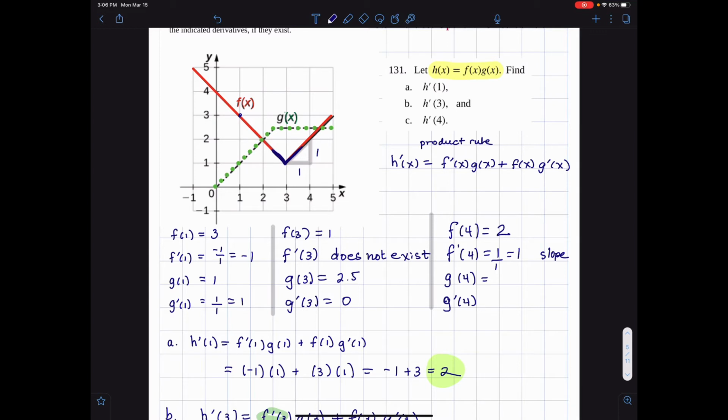g of 4 is then the y-coordinate of that function g. It looks like it's 2.5. I don't know why they didn't put it on something else so it comes out nice and evenly, but that's all right. Okay. And then the derivative is 0 because that's the slope also, and it's a horizontal line. Horizontal lines have slope of 0.